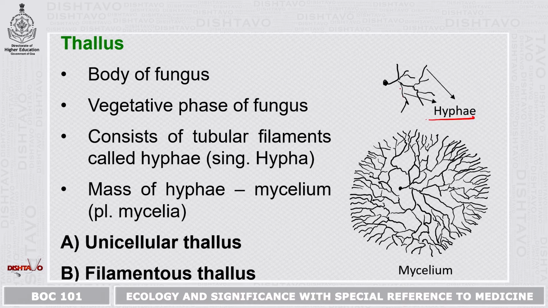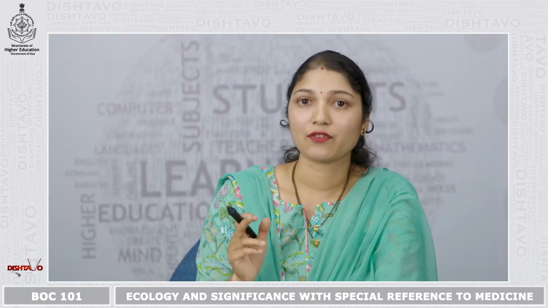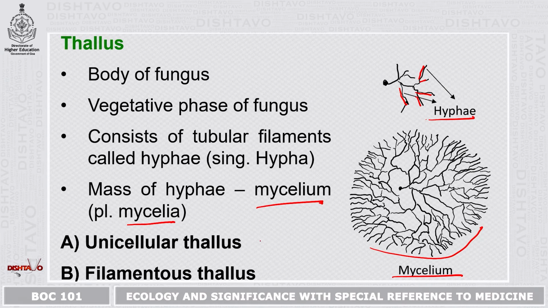Each filament is a hypha, and the mass of these hyphae together forms the mycelium, and the plural of mycelium is mycelia. So mycelium is basically the mass of hyphae. Here I have given it in the diagram. There are two types of thallus which are formed in the fungi, that is unicellular thallus and filamentous thallus.